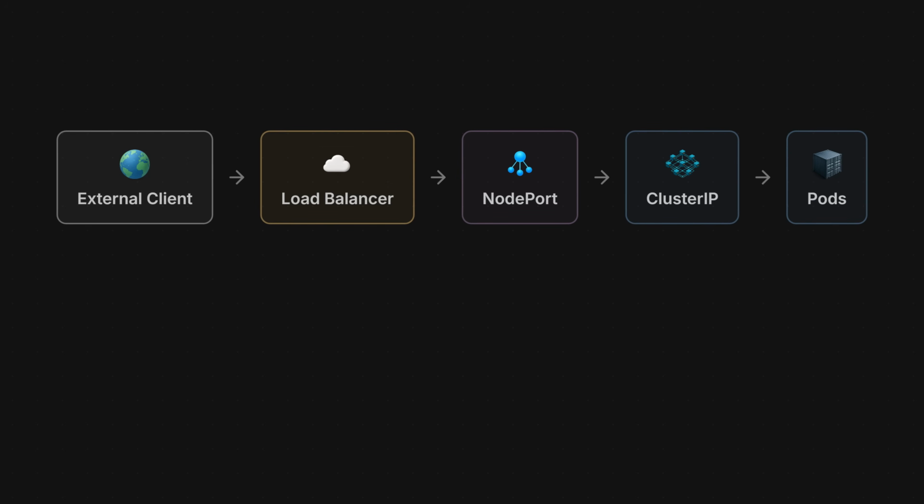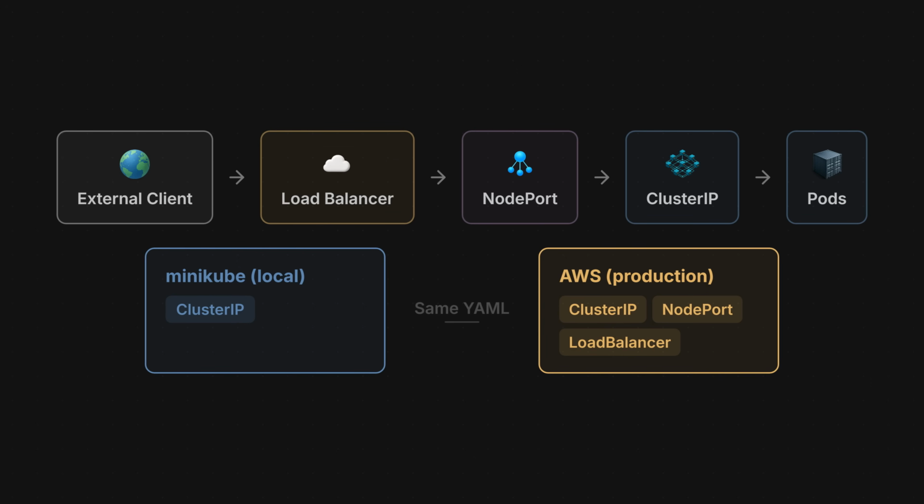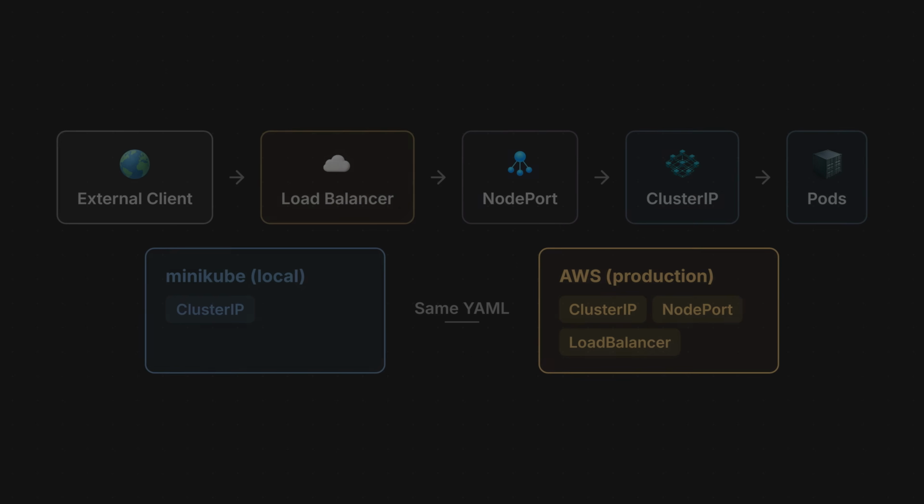The reason this layering exists is that Kubernetes was designed to be infrastructure agnostic. ClusterIP works everywhere. NodePort works everywhere. LoadBalancer needs a cloud provider integration. By separating the layers, the same service definition works in your local Minikube cluster and in production on AWS. The abstraction is the same, the underlying implementation changes.